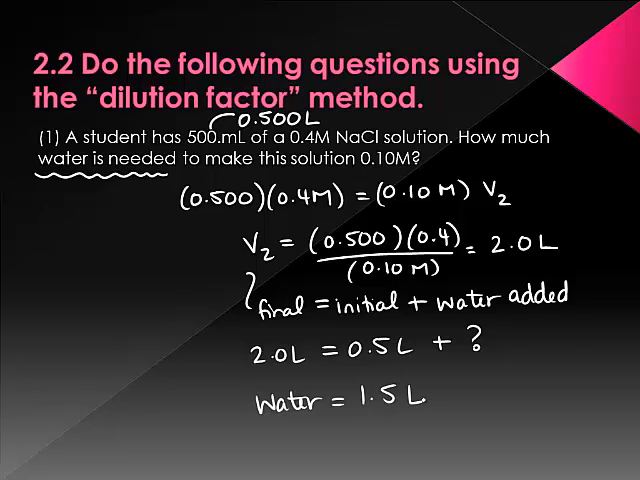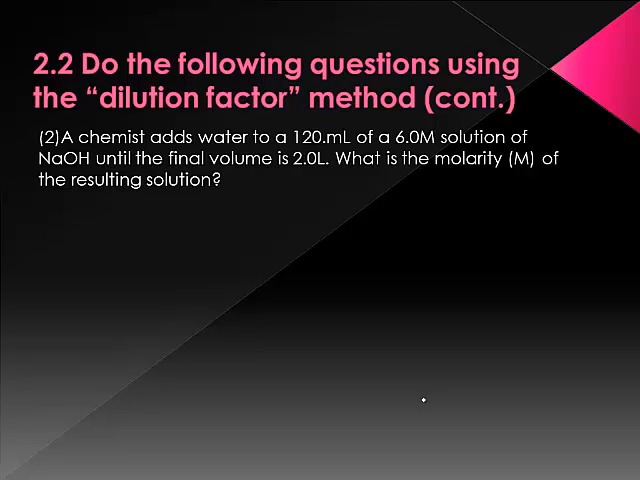Let's try another one. So a chemist adds water to 120 milliliters of a 6 molar solution of sodium hydroxide until the final volume is 2 liters. What's the molarity of the resulting solution? See in this question how we've got milliliters and liters. So it is important, like I suggested before, to make that change so that everything is always in liters. So this happens to be 0.120 liters. Remember, there's 1,000 millis in a liter, or in a base unit.